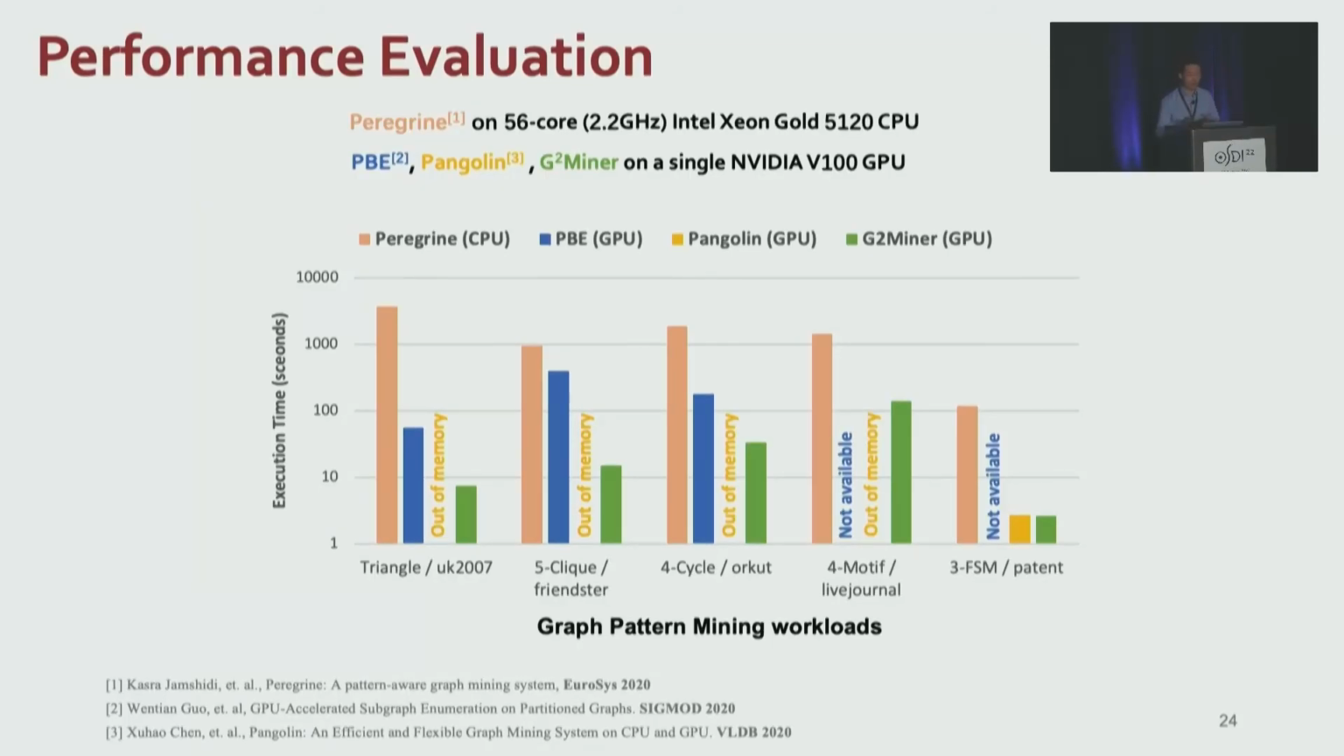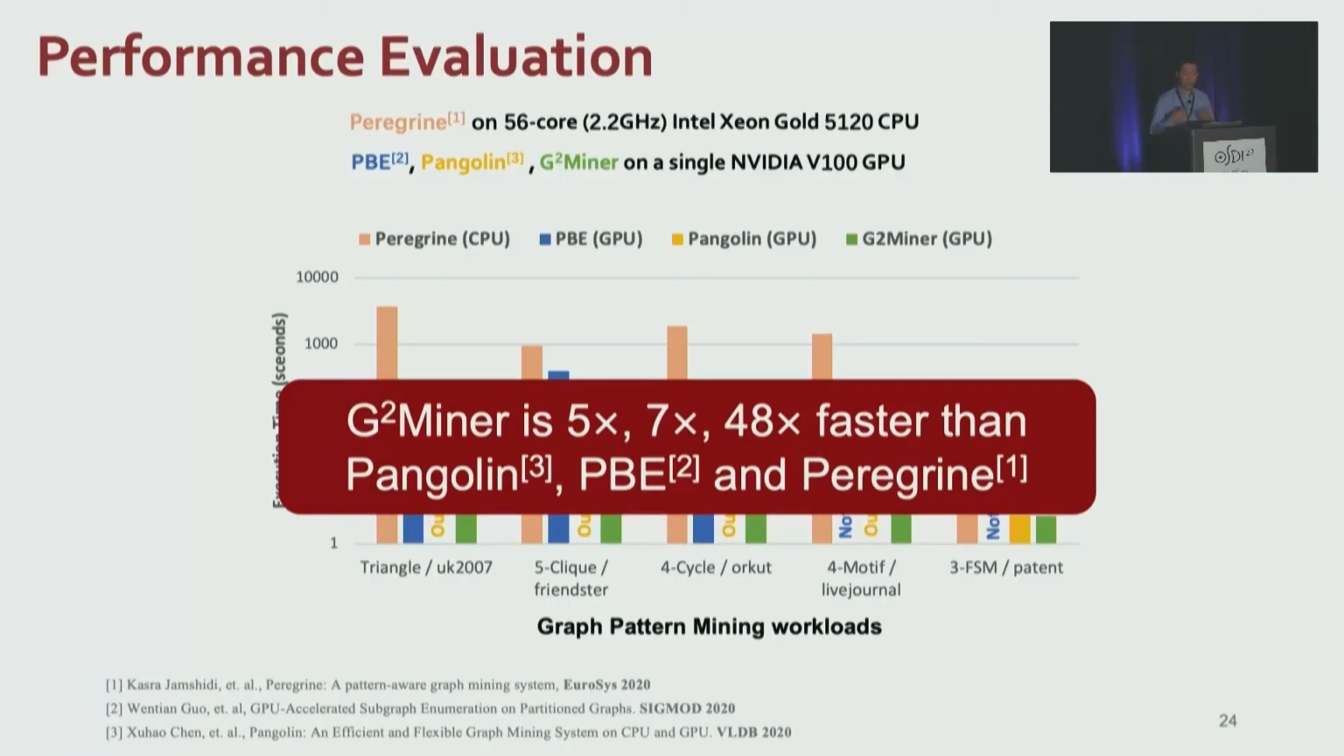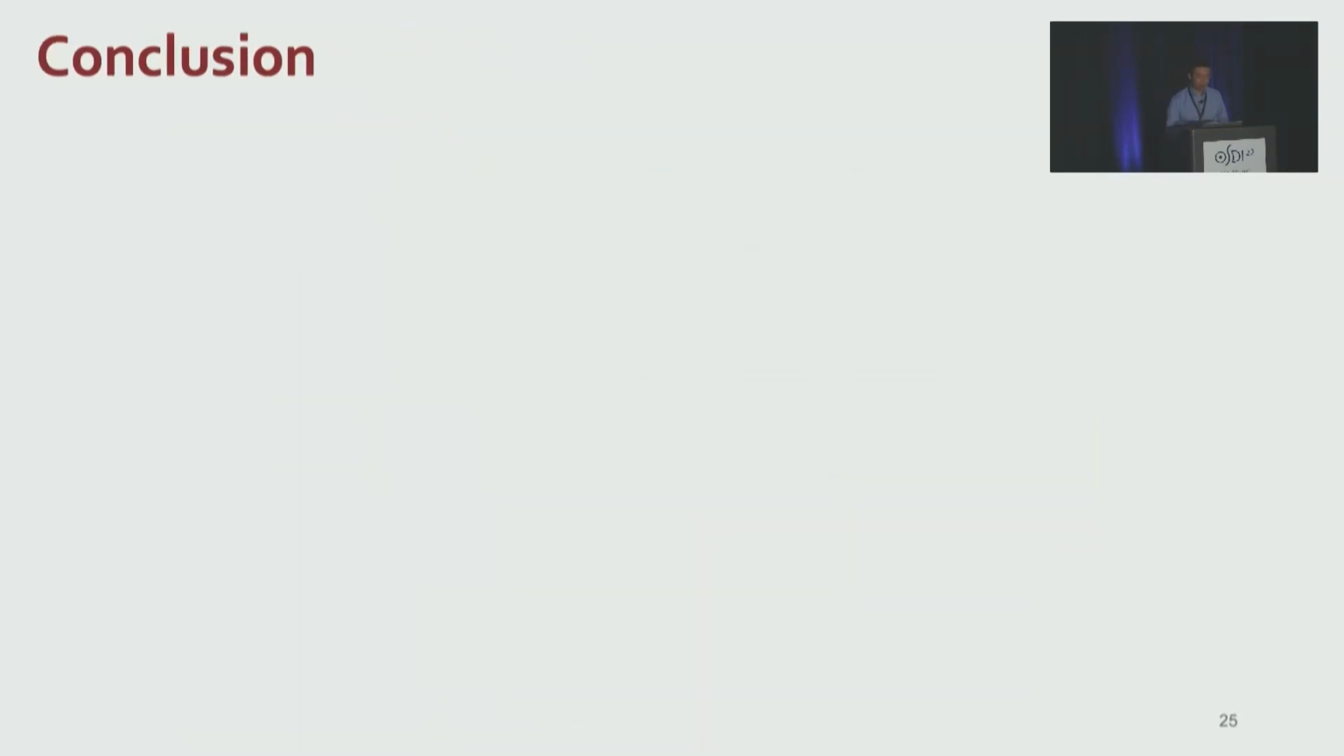And compared to the other GPU-based systems, we can also achieve significant speedup. In particular, we observed that Pangolin fails to run most of these workloads because it runs out of memory for these large graphs. In comparison, our system is able to run all of these workloads thanks to the optimizations that reduce memory consumption on the GPU. On average, G2-Miner is 5, 7, and 48 times faster than Pangolin, PBE, and Peregrine.